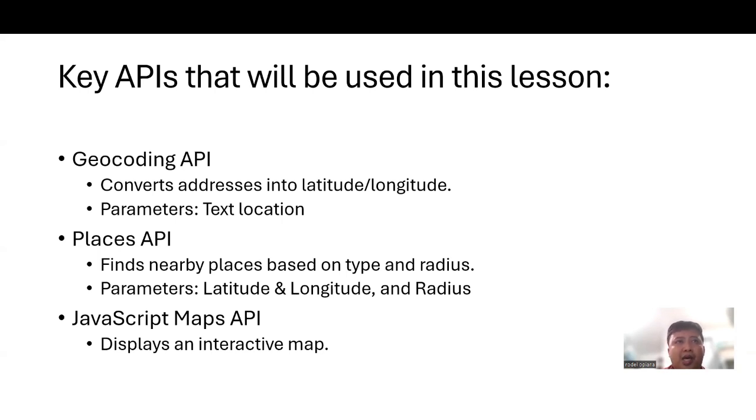Another is the Places API. It finds nearby places based on type and radius. The parameters are the geocoding result, the latitude and longitude, and the radius, which is how wide the search will be. Another is the JavaScript Maps API, for displaying an interactive map.